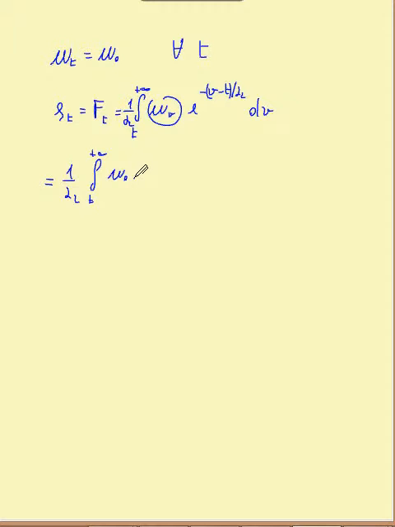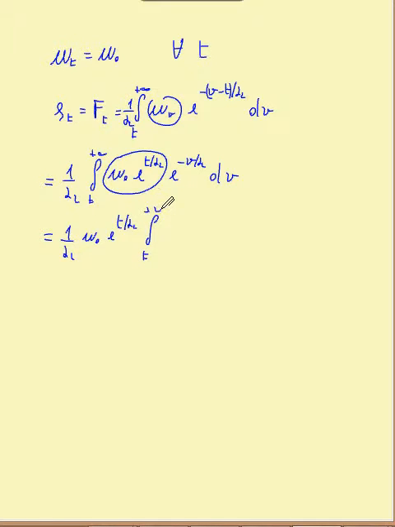We split the exponential as e to the power t over alpha 2, which multiplies e to the power minus v over alpha 2 in dv. We can put outside the integral the part which does not depend on v, which represents time in this integral, and we get 1 over alpha 2 omega 0 e to the power t over alpha 2 integral between t and plus infinity e to the power minus v over alpha 2 in dv.